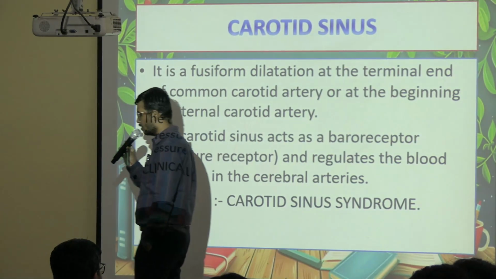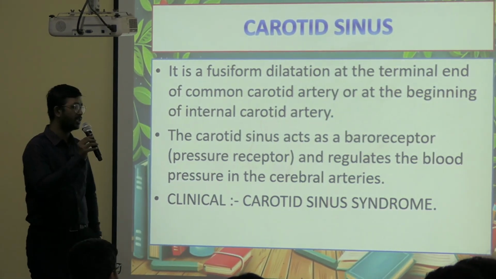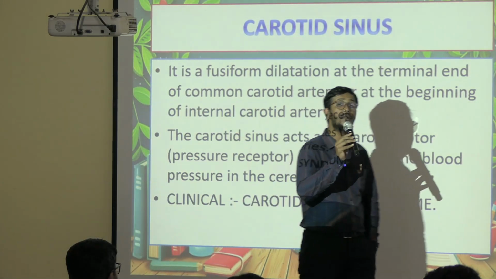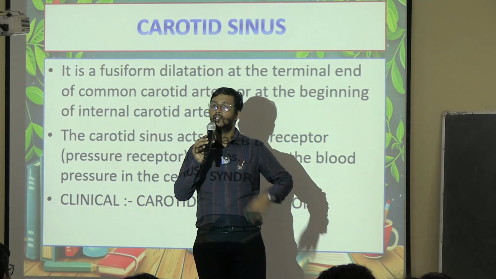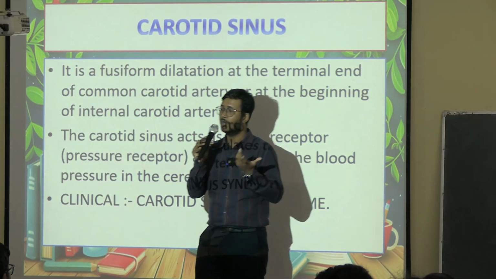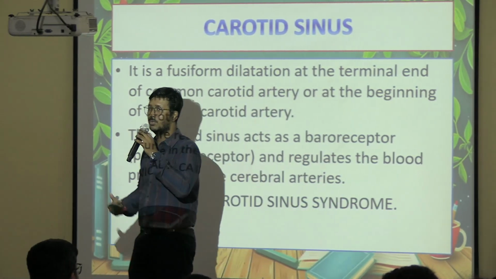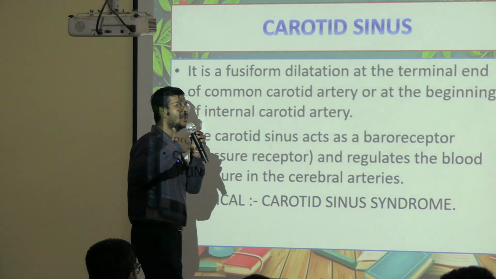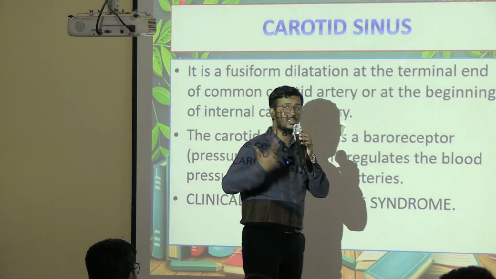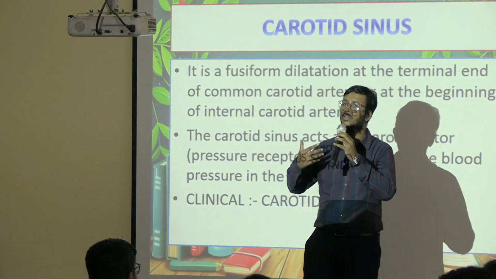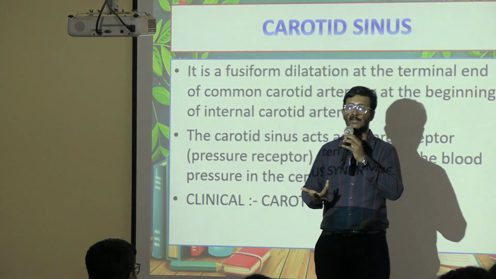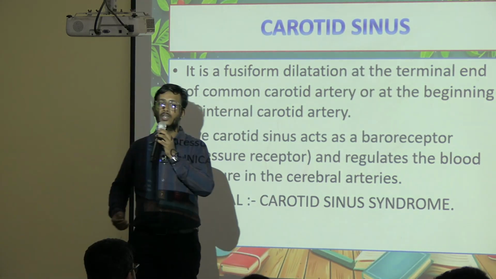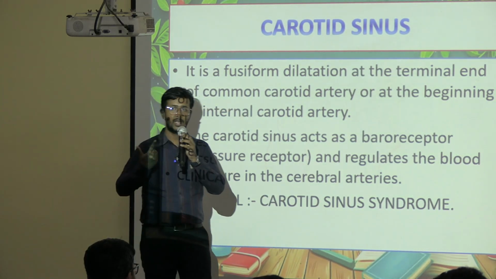Now, one clinical condition is carotid sinus syndrome. In some individuals, this carotid sinus is very hypersensitive, so it is always active. What will happen if this baroreceptor, which controls the blood pressure of our body, is always active? It will never allow the blood pressure to rise. That is the good thing, because it is always hyperactive and no stimulation is required. So the blood pressure will never spike.